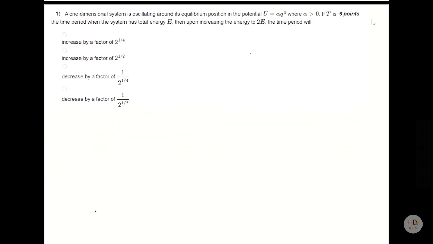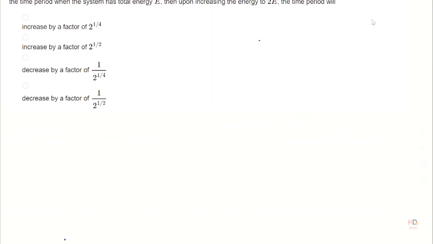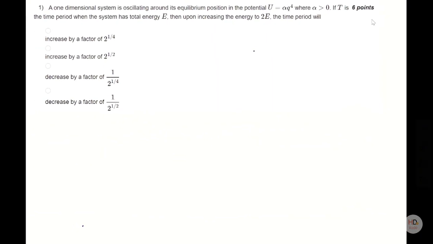Okay, so the first one is, we have one dimensional system around its equilibrium position, and the potential is u is equal to alpha times q to the power 4, where alpha is greater than 0 and t is the time period when the system has total energy E. Then upon increasing the energy to 2E, what will happen to the time period? We know for a fact that if this had been q square, then the time period does not change. But now it's biquadratic, q to the power 4.